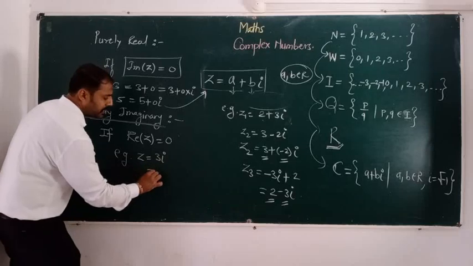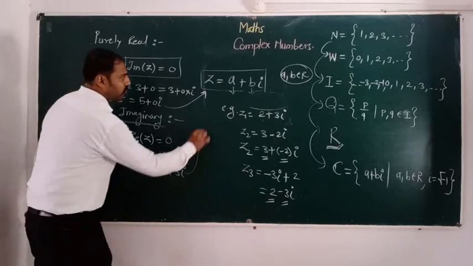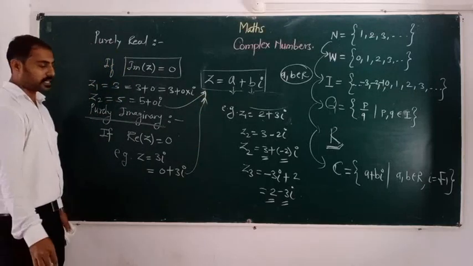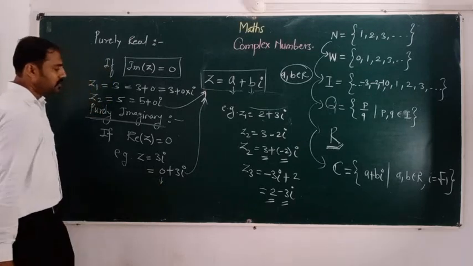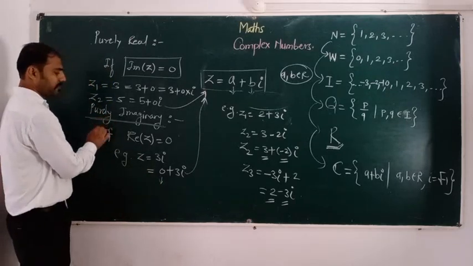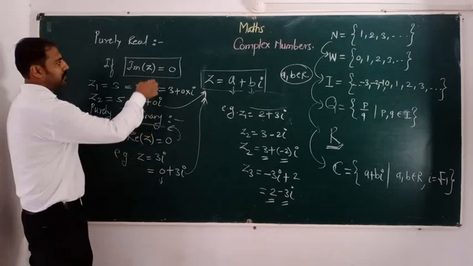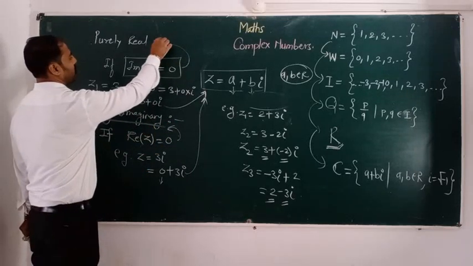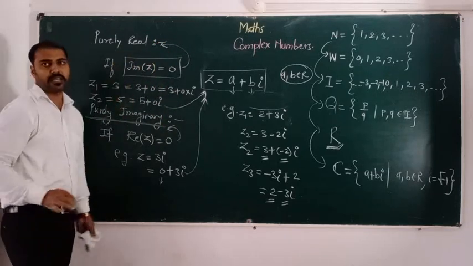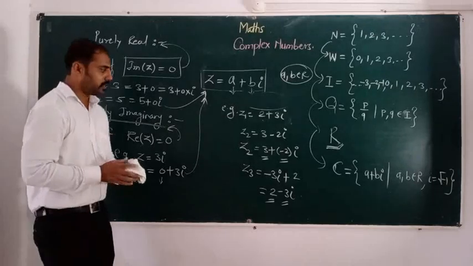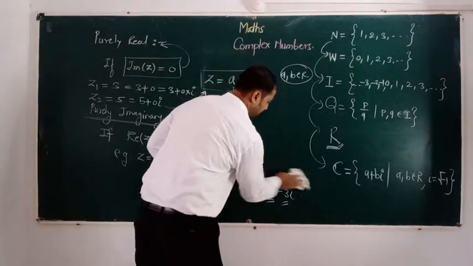That 3i can be written as 0 plus 3i, in the form of complex number z is equal to a plus bi. Here the real part of z is what? 0. If the real part of z is 0, then the complex number is purely imaginary. Okay. Now next, here is the next definition.